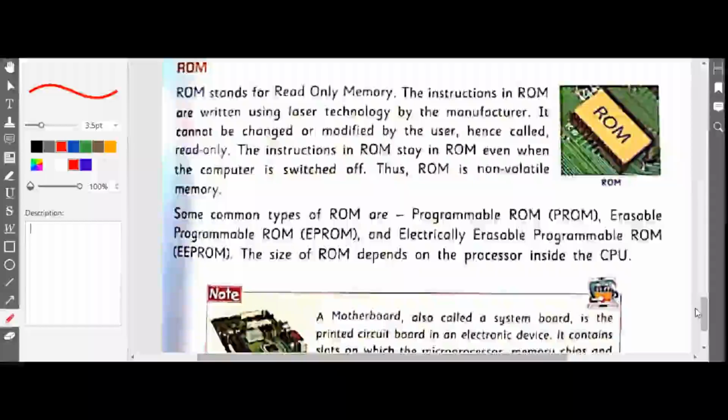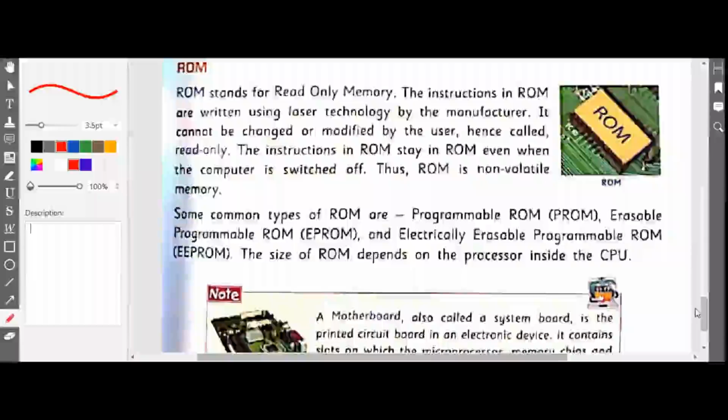That means it is non-volatile memory. RAM was volatile and it is non-volatile. That means if the power goes off, then it doesn't lose its data. That means it is not dependent on the power. So basically it is of many types, like PROM, EPROM and EEPROM.